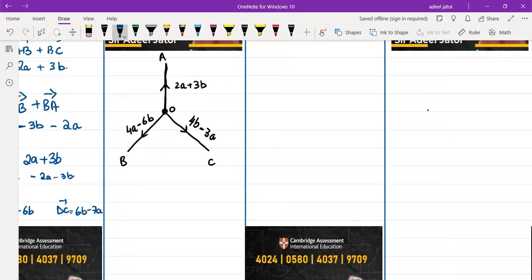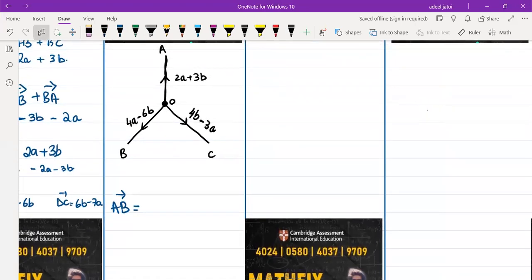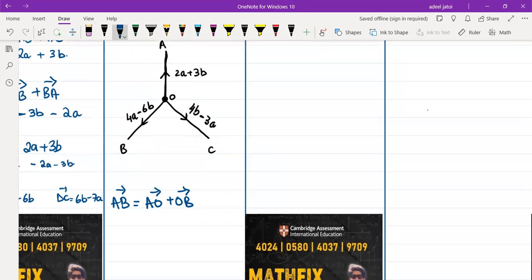AB is given. Now to find AB, what is the route that I am going to take? AO plus OB. The route that I am going to take is AO plus OB.